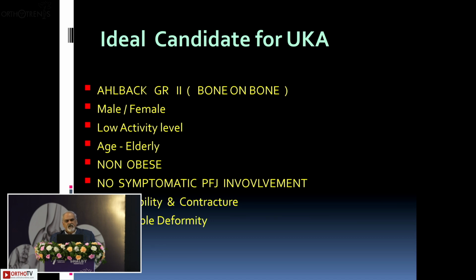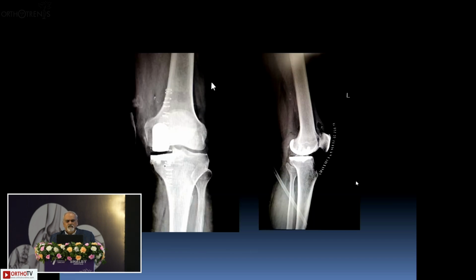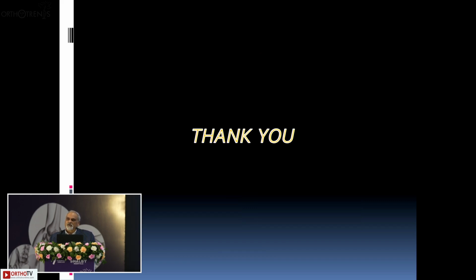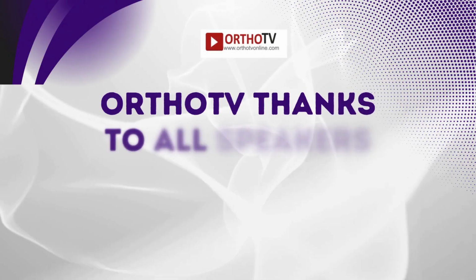So to summarize, the ideal candidate for uni would be a bone-on-bone arthrosis, probably grade 2, male or female, low activity level, preferably an elderly patient, but age no bar, non-obese, with no symptomatic patellofemoral involvement, no instability or contracture, flexion contracture less than 15 degrees, and a correctable deformity. So if you keep these things in mind, it's not difficult to get an excellent result and to achieve a very satisfactory outcome for the patient as well as the surgeon. Thank you.